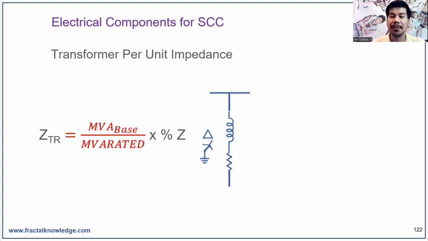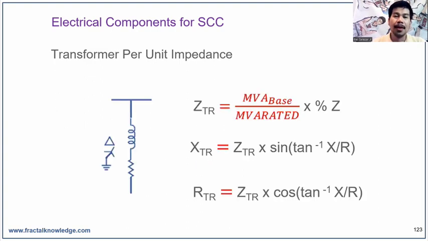You need to know the impedance of a pole-mounted transformer and its rating. Sometimes it ranges from 3% to 5%. Okay? And the formula for the per unit reactance is equal to CPR multiplied by sine arctangent X over R, and for the resistance, it is equal to CPR times cosine arctangent X over R. In some manufacturers, there is an X over R value given for the transformer.